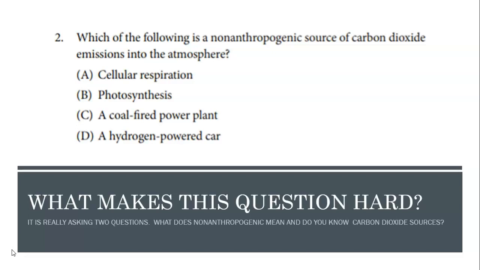Photosynthesis absolutely does not fit the bill because it removes carbon dioxide from the atmosphere. A coal-fired power plant, that's pretty much the definition of an anthropogenic source of carbon dioxide emissions. And then you may be confused about the hydrogen-powered cars. So let's think about that. How do you think we're going to make the car? How do you think that we're going to generate the hydrogen fuel? Most likely that's using an energy source that does have a basis in fossil fuels.